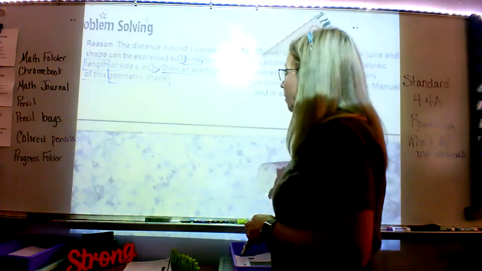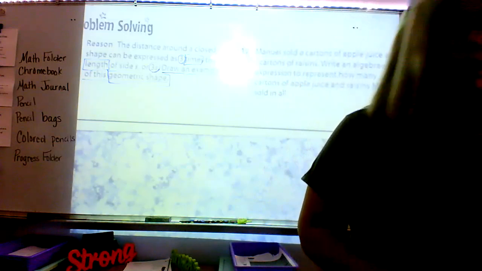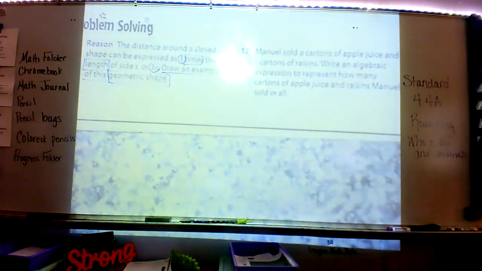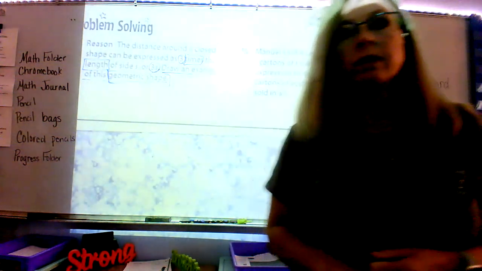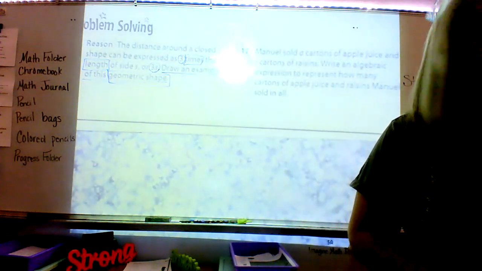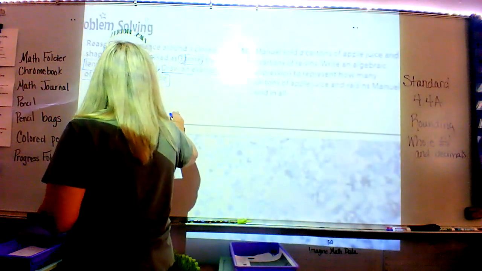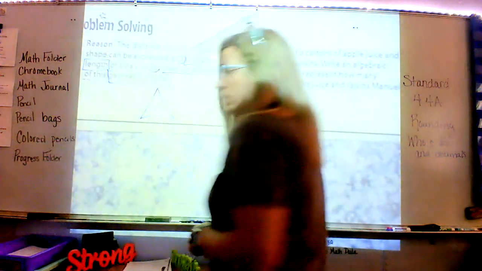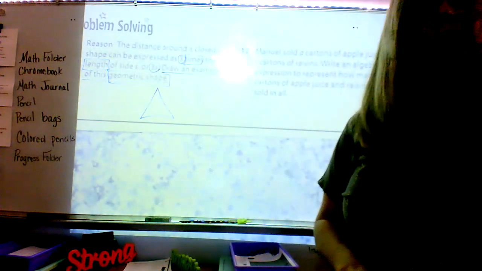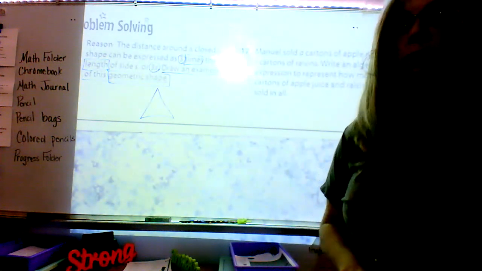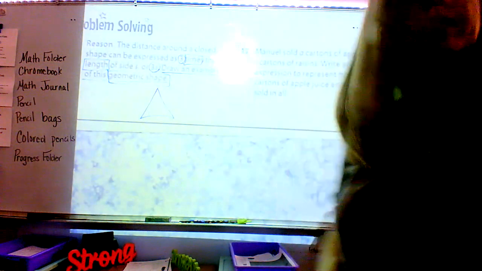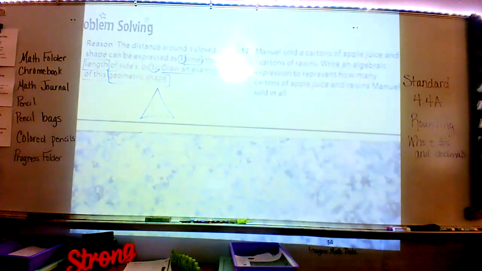So if you're thinking about 3 times the length of each side, 3s, what geometric shape are you thinking of? Very good. So a triangle is what they're looking for. Thumbs up if you understood that one. Pretty simple, right? All right, let's look at the second one.